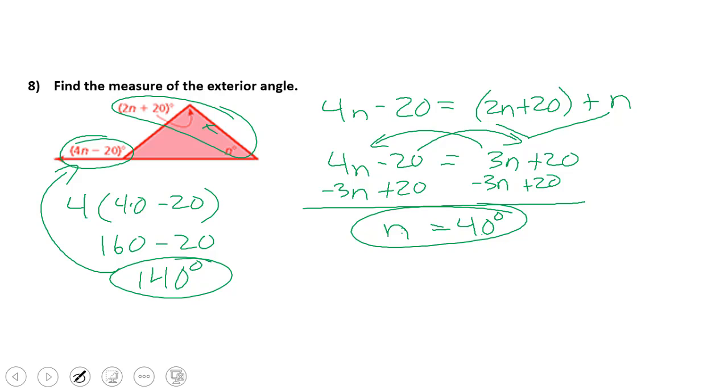Don't get sucked into thinking you are done when you solve for the variable. That did not answer the question. Could there be a question that says, hey, find n? Sure. But that's not what we were asked. We were asked to find the value of the exterior angle. You have to read the question.